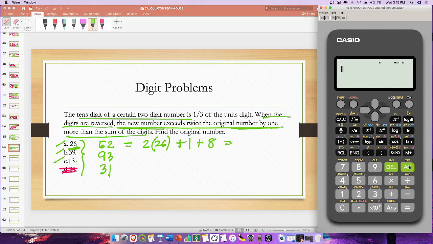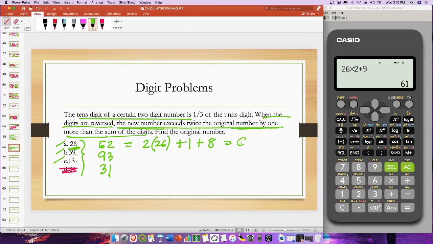So from the calculator, we can have 26 times 2 plus 9. Oh, this is 61, so this is not equal. So this is the wrong answer.